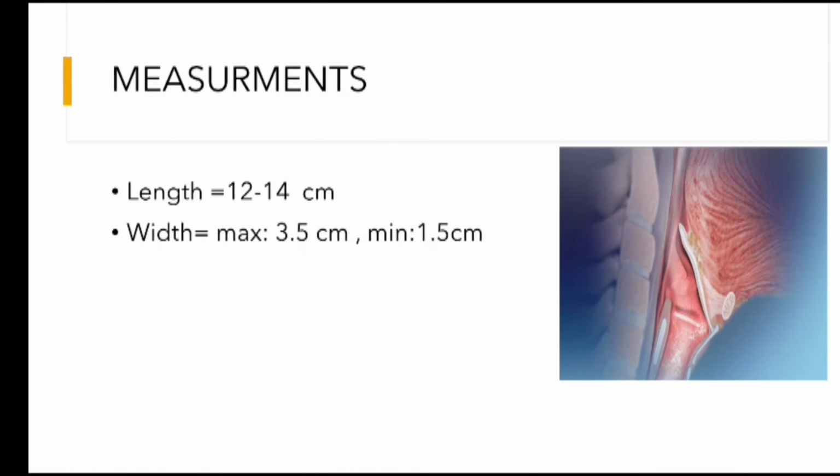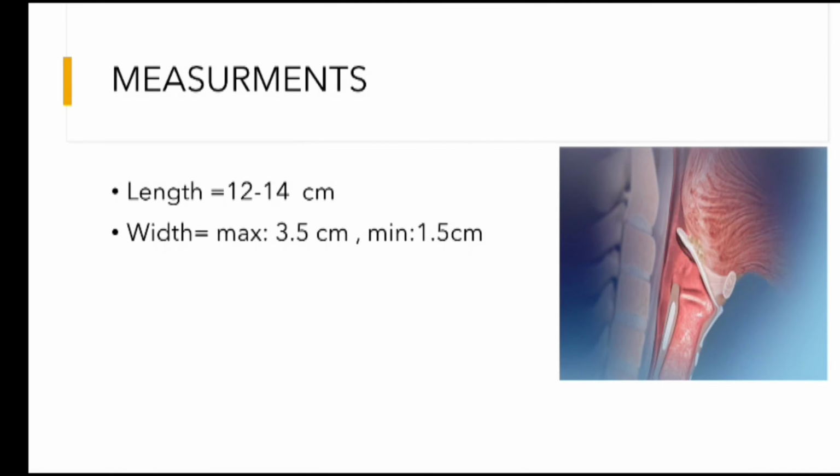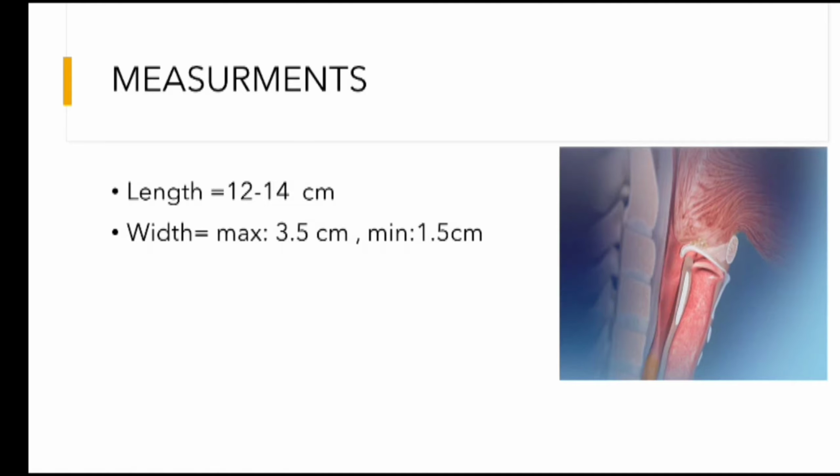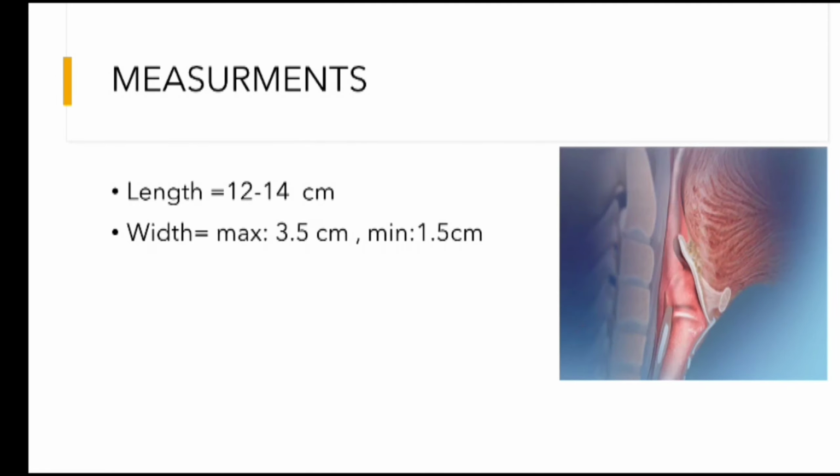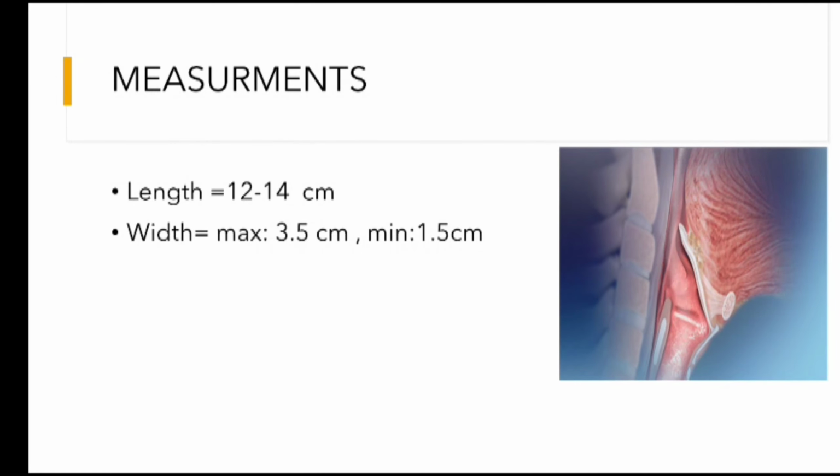If we talk about a normal pharynx, the length usually varies from 12 to 14 cm, whereas the width can be maximum 3.5 cm and minimum 1.5 cm. Here you can see in the picture or in an animated picture the movement of food and air separately.